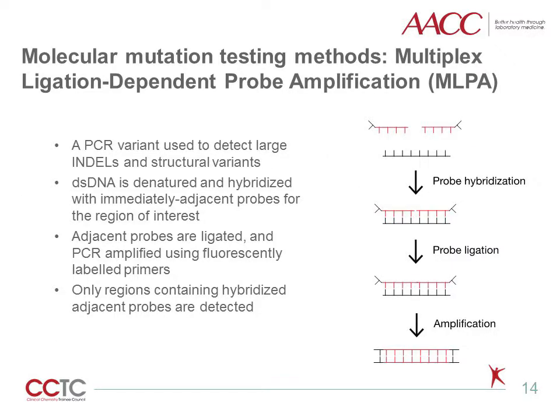Multiplex ligation-dependent probe amplification, MLPA, is used to detect large insertions, deletions, and structural variants. MLPA is a variant of PCR that utilizes adjacent oligonucleotide probes that are hybridized to regions of interest in the template DNA. After hybridization, the probes are ligated and PCR amplified using fluorescently labeled universal primers. Regions that contain only one probe are not amplified and no signal is detected.